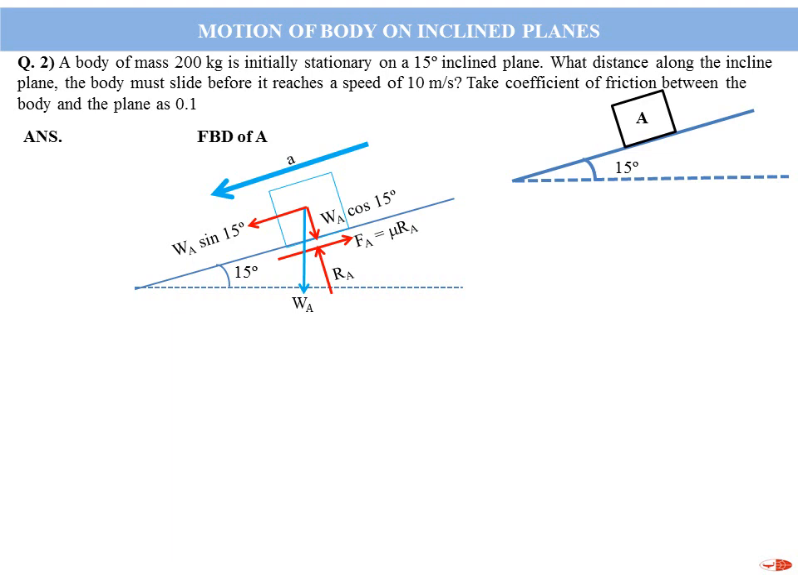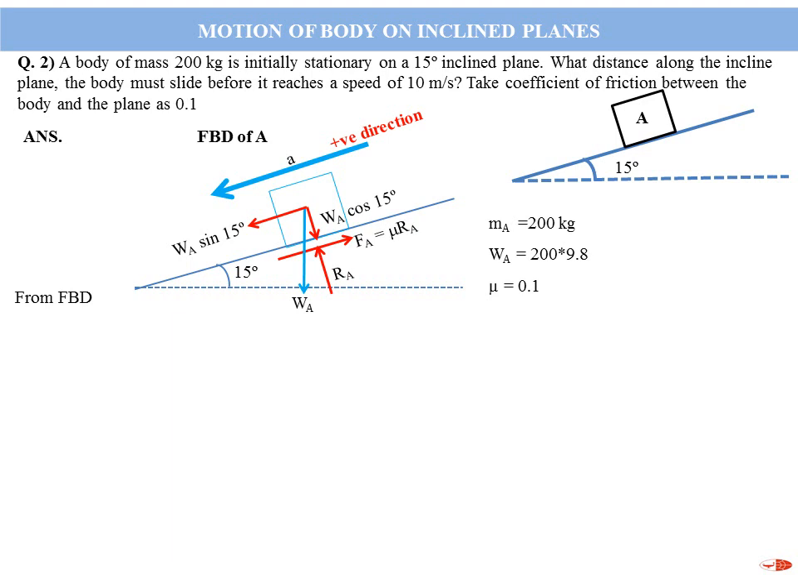There is no acceleration in the perpendicular direction of the plane, only acceleration in the parallel direction of the plane. So the direction of acceleration is the positive direction. Now here the mass of the body A is given, 200 kilograms. So WA is simply 200 into 9.8, and mu is given as 0.1.